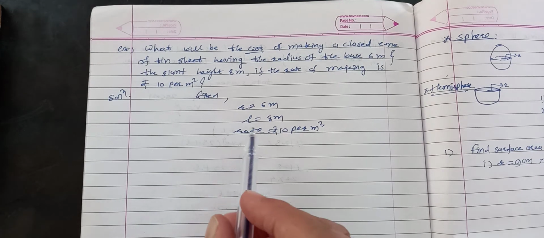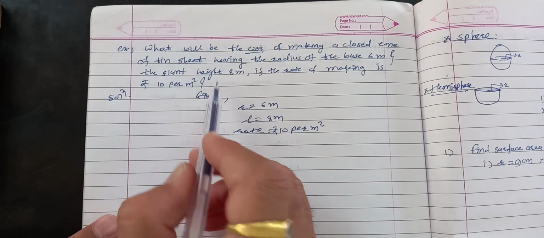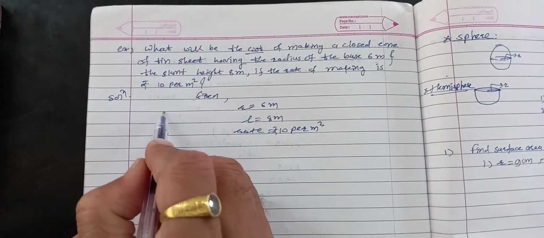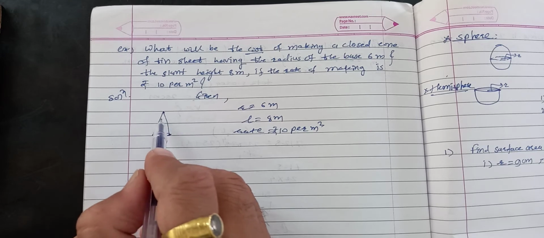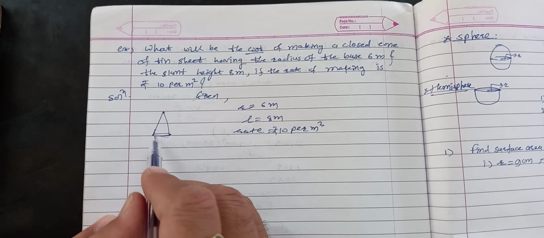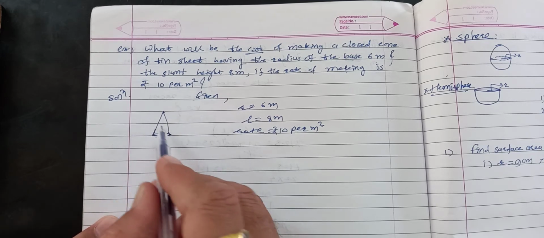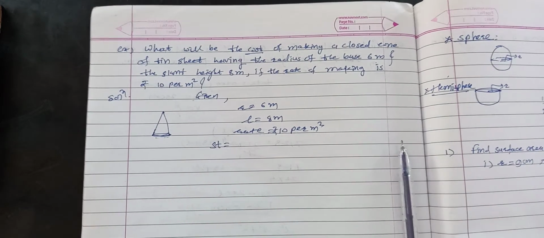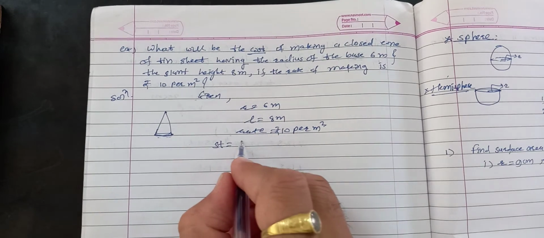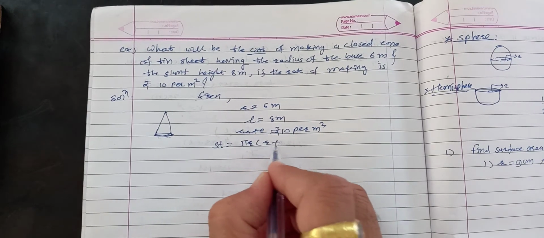Now here we have to see this. This cone is like this, no? It is prepared from sheet. This one is also covered and the base is also covered. It means we want the total area, that is ST, the total surface area of the cone. So what is the formula? Now you have written that the total surface area is equal to pi r times r plus L.